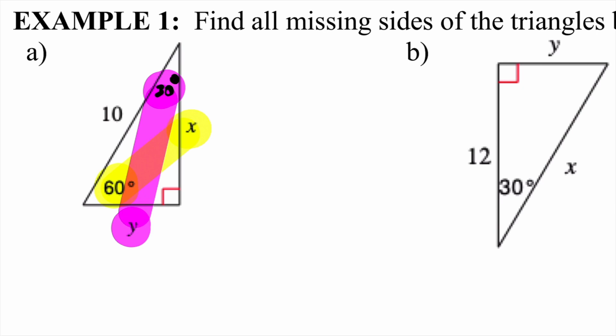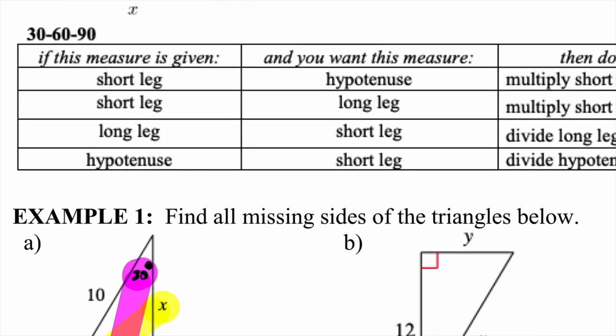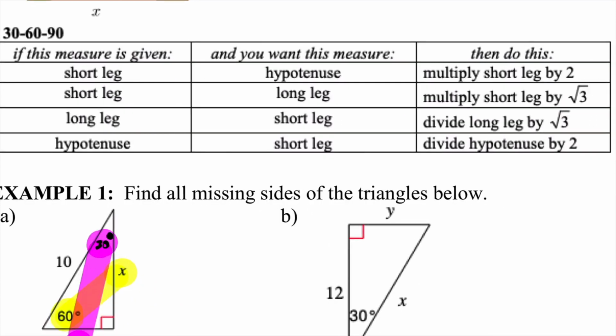So let's go up to the table. The left column says given, right? There's only one of them that says hypotenuse. So I'm going to use this row here. I'm going to follow this row down all the way to the end. It says, if you're given the hypotenuse, and you want to find the short leg, because I don't know that, what are you going to do? Divide the hypotenuse by 2.